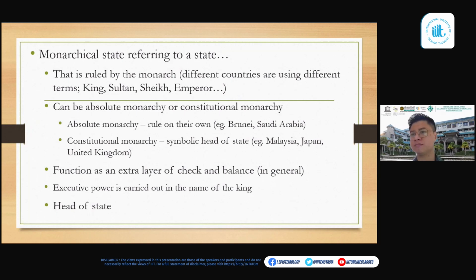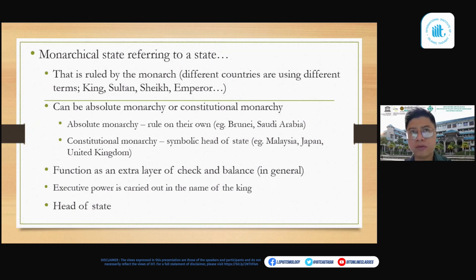extra check and balance. Of course, to which level the monarch will act in that way depends on to what extent the monarch will interfere into the administration of the country. And this is something that I love to share with my students, a comparison in the real world. I use three countries as examples: Thailand, the United Kingdom, especially under Queen Elizabeth, and the Malaysian context.